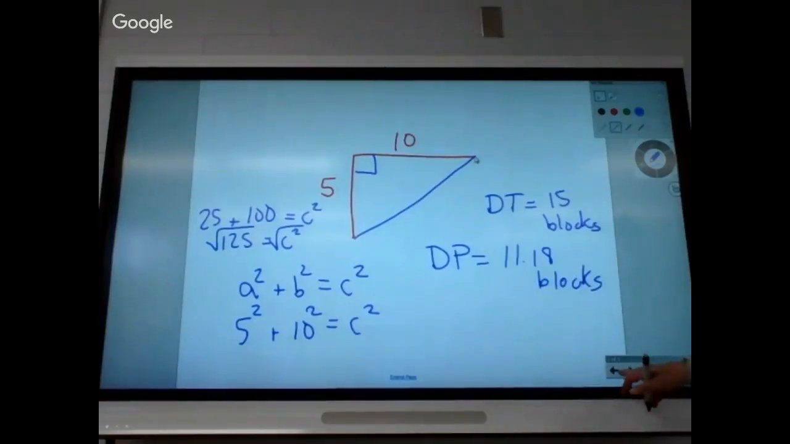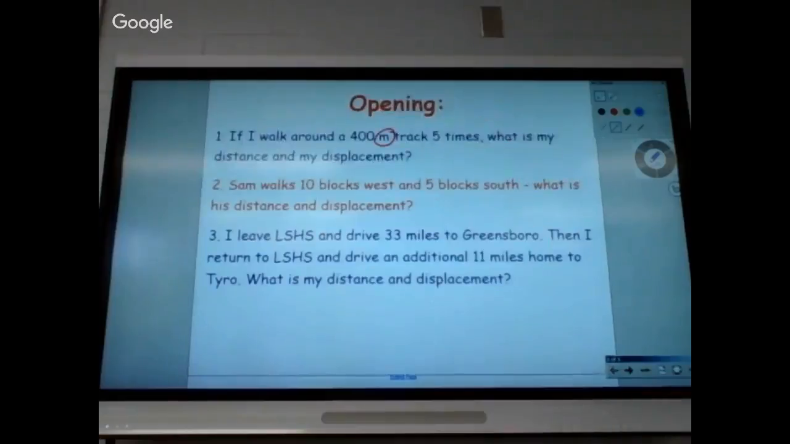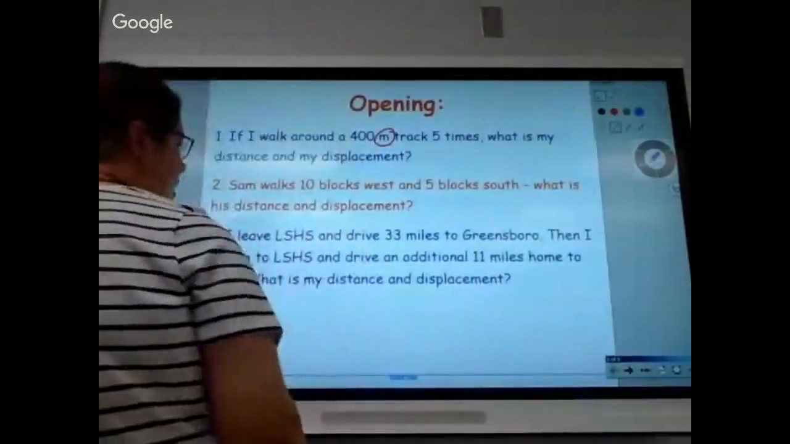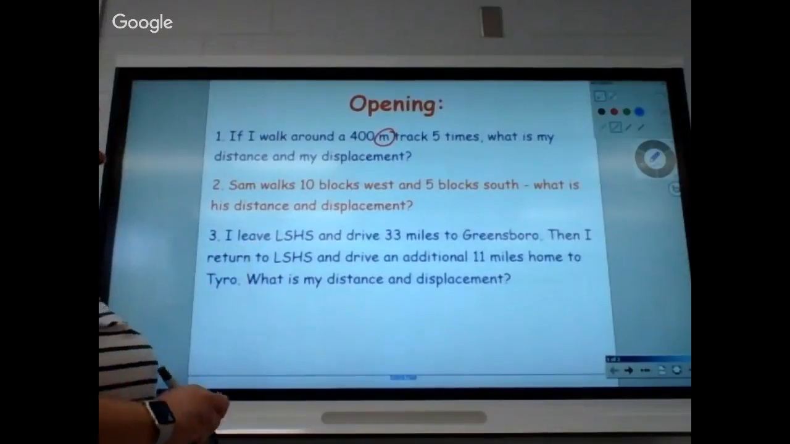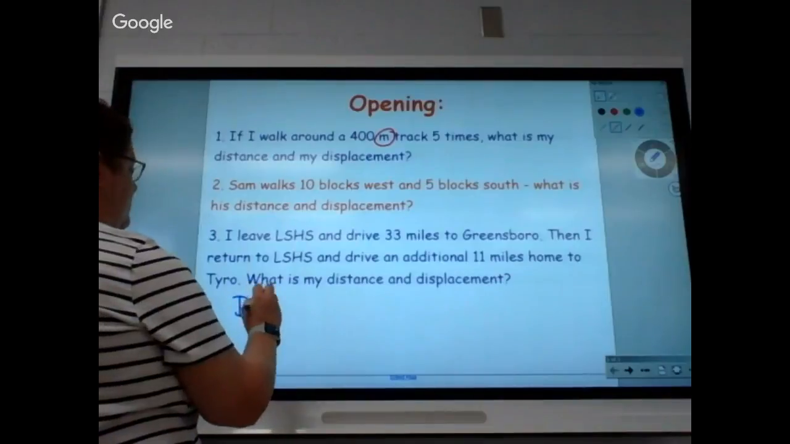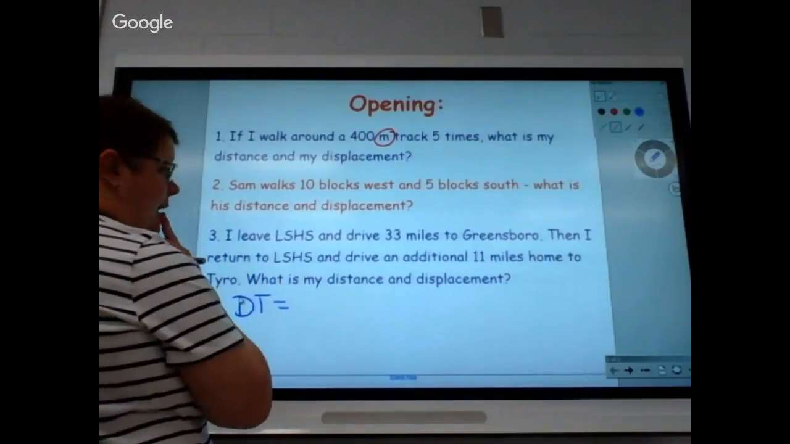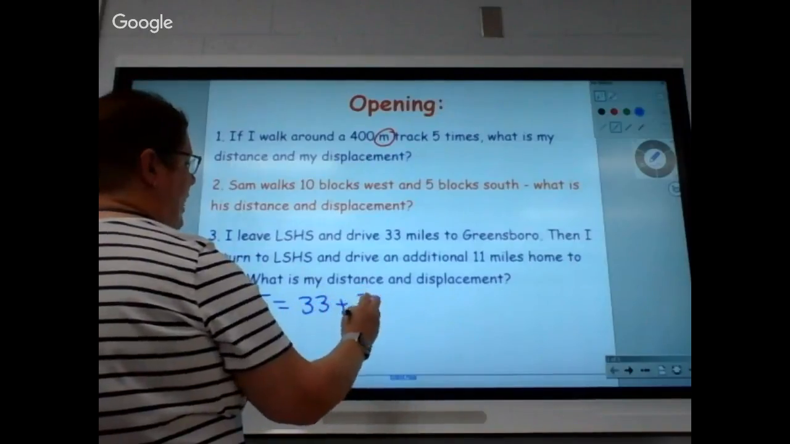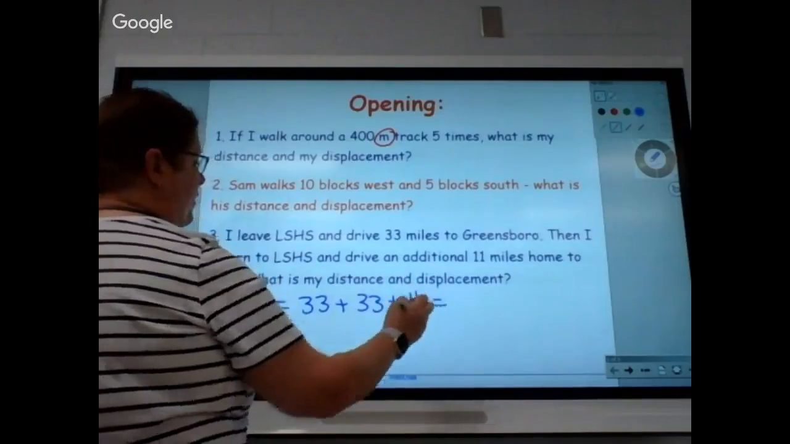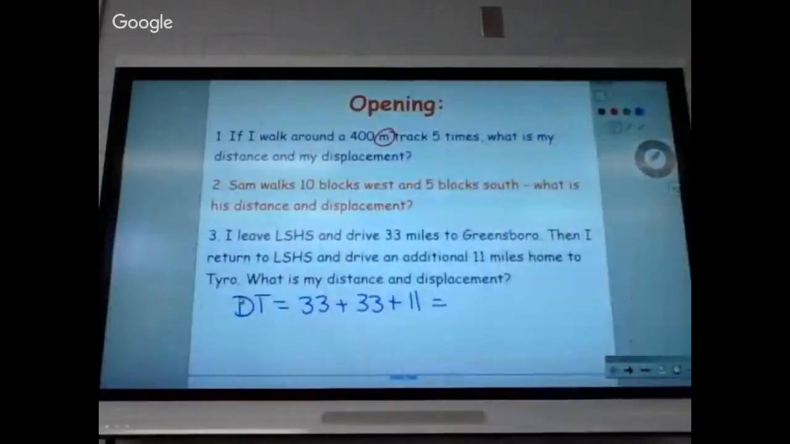All right, so number 3. If I leave LHS and drive 33 miles to Greensboro, and then I return and drive an additional 11 miles home, what is my distance and displacement? Well, for my distance, how far do I actually drive? 77. I drove 33 to Greensboro. I drove 33 back, and I drove 11. So 33 plus 33 plus 11 is 77 miles.